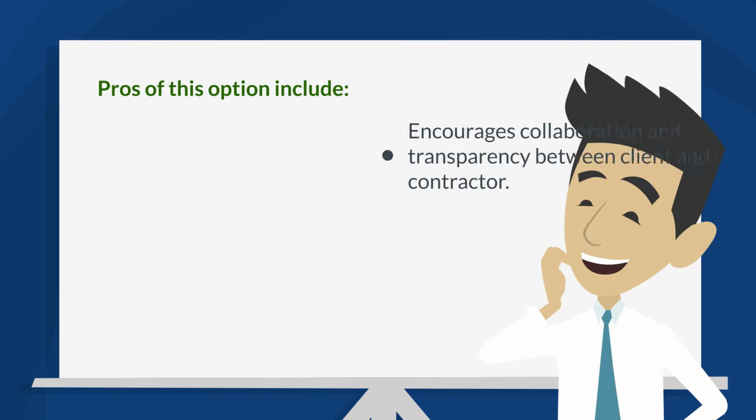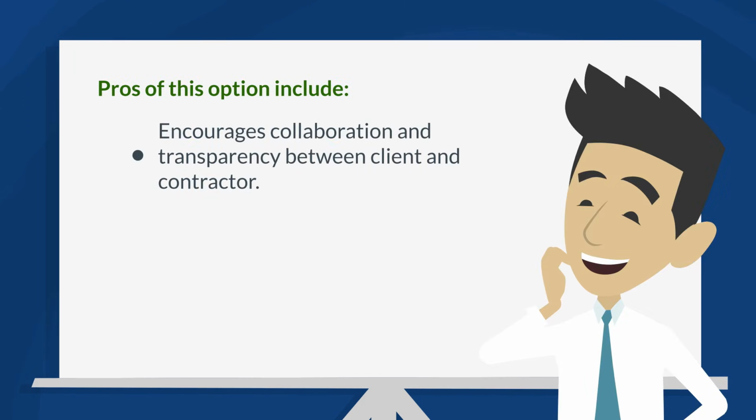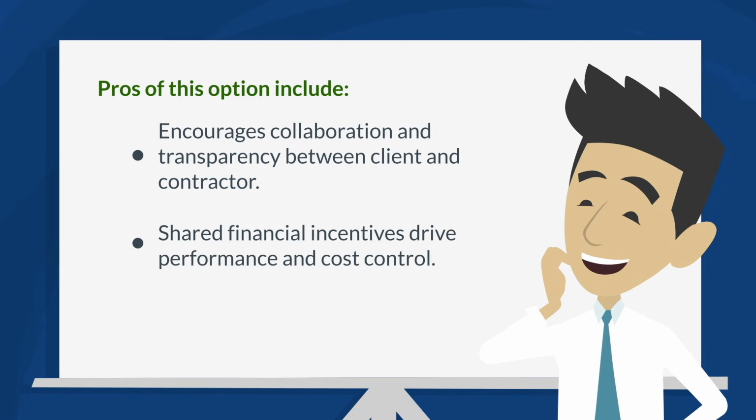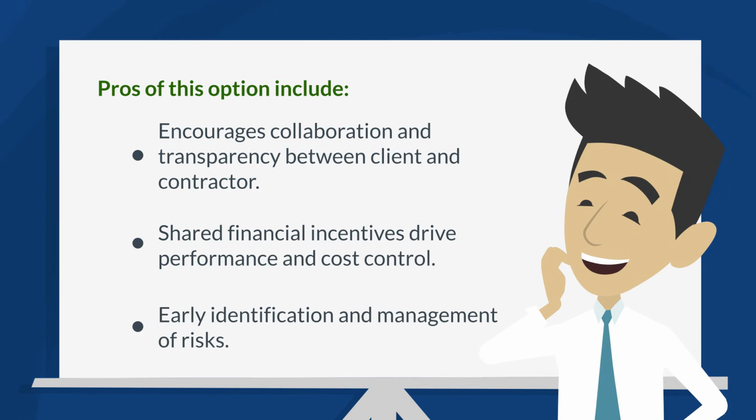Pros of option C: encourages collaboration and transparency between client and contractor. Shared financial incentives drive performance and cost control. Early identification and management of risks through the pain and gain mechanism.